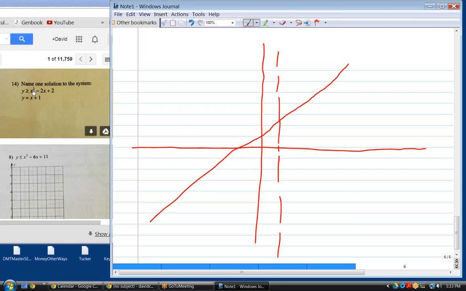And when I plug in 1, I get 1 minus 2 plus 2. So 1 comma 1, right there, is my line of symmetry. And my y-intercept is there. So there are 3 points for the parabola. Solid line.